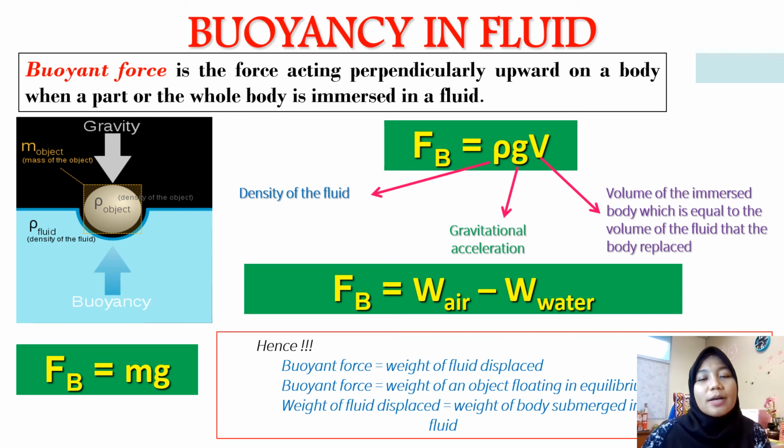Number 2, buoyant force is equal to the weight of the object in air minus the weight of the object in water. And the last one is buoyant force is equal to mg. What is the mg? Buoyant force is equal to the weight of the fluid displaced, and also equal to the weight of an object floating in equilibrium, and the weight of fluid displaced is also equal to the weight of the body submerged in the fluid.